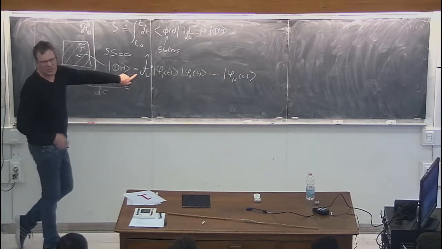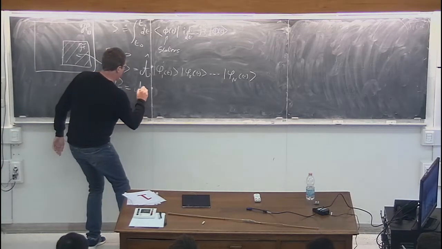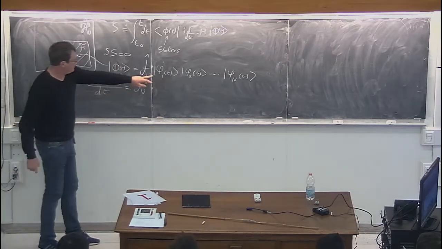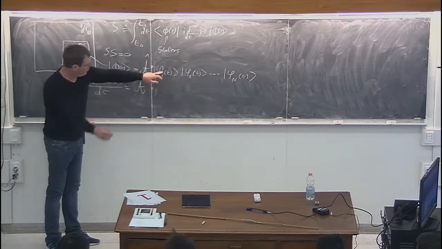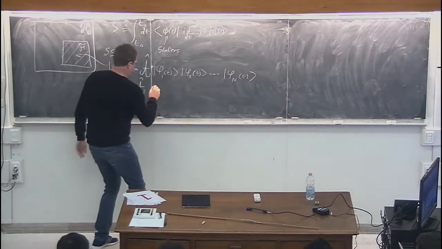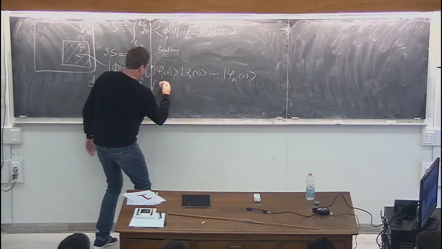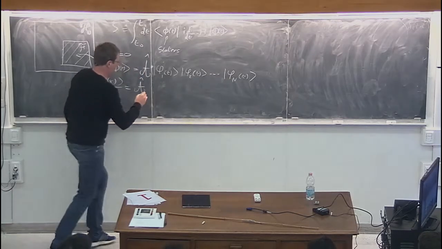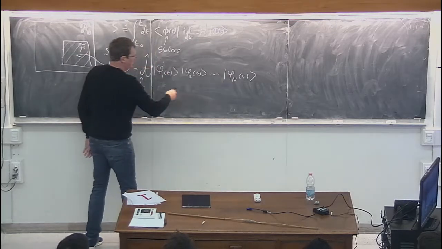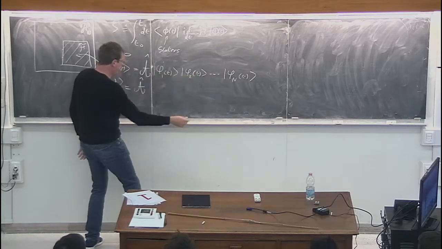The antisymmetrization operation doesn't depend on time. And what you have is, so you will have the time derivative, you have the product rule, so you have the time derivative of the first state times everything else, plus the time derivative of the second state times everything else, and so on and so forth.